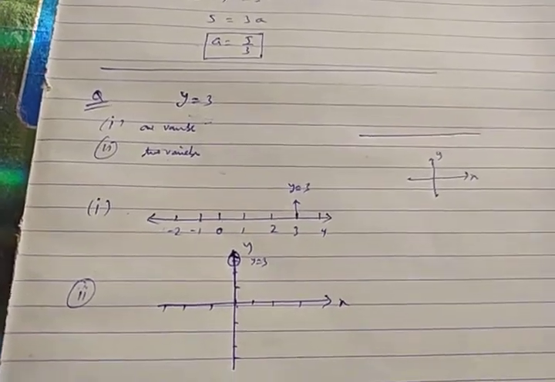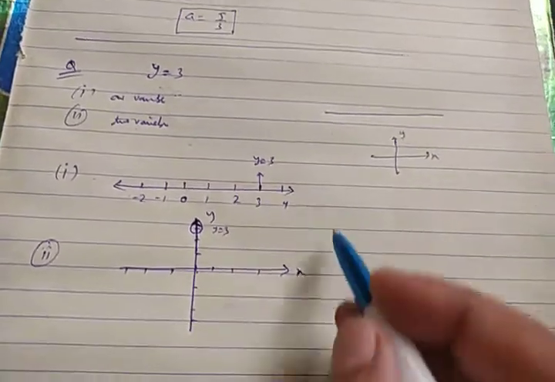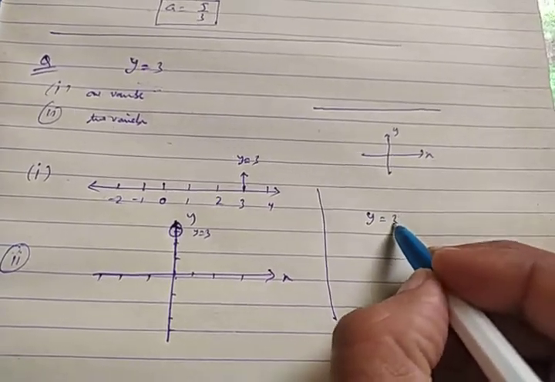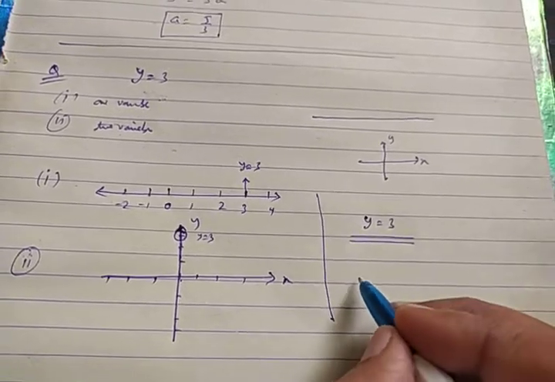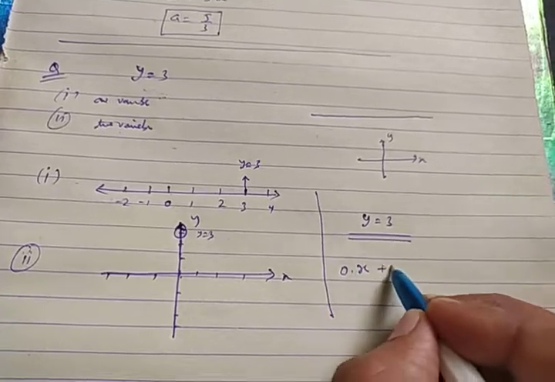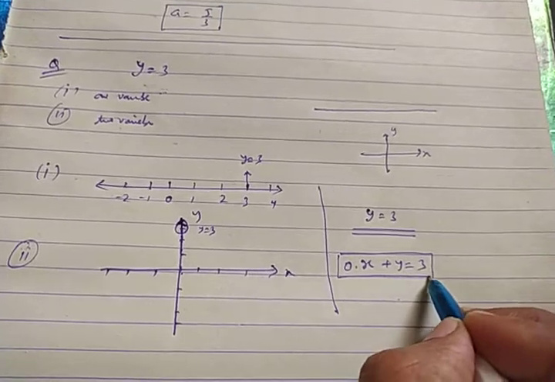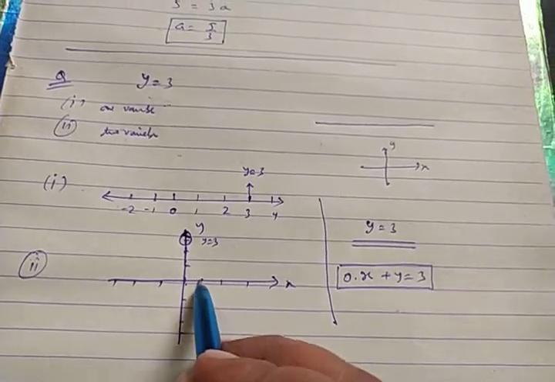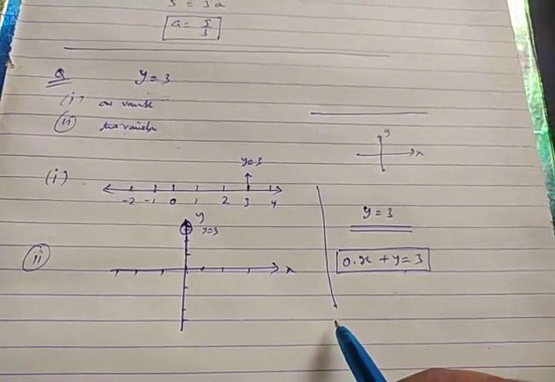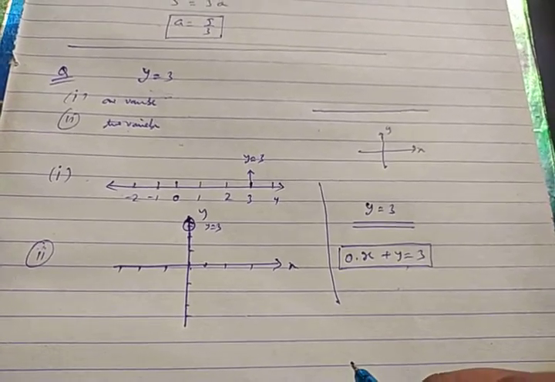In this way there are only two questions in Exercise 4.4. These can be solved. If the algebraic representation is being asked, then with two variables x should be involved: 0 into x plus y is equal to 3. This may be the algebraic representation of the given equation. This is the graphical representation, this is the algebraic representation. In this way you can solve your exercise. The chapter completes today and you should solve it properly. Thank you.